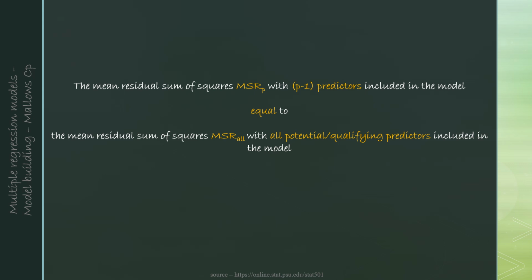When the mean residual sum of squares MSRp with p minus 1 predictors included in the model is almost equal to the mean residual sum of squares MSR all with all potential or qualifying predictors included in the model, Mallows Cp converges towards p, which is number of predictors included in the model plus 1. That concludes the model coefficients are free of any bias.